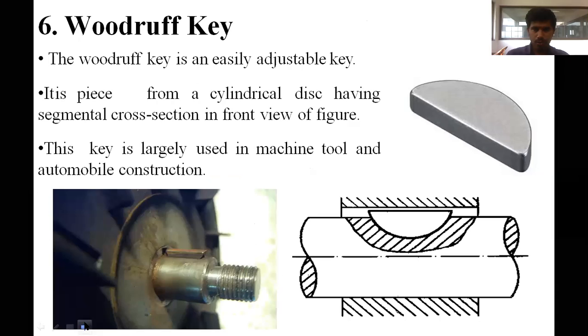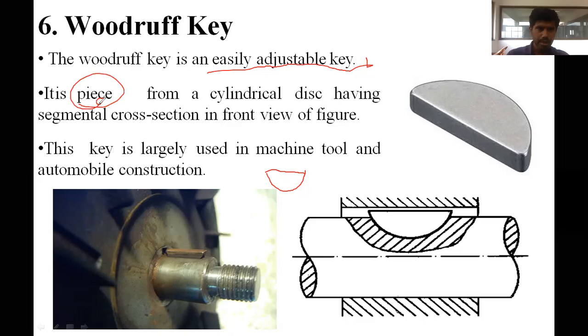So next is Woodruff keys. We can see this kind, where it is being used in real-time applications we have shown. The Woodruff key is an easily adjustable key. You can see it is like a half moon. It is a piece.